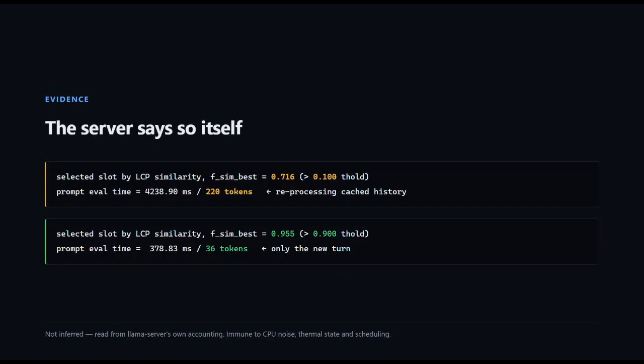This isn't inferred, the server says it. It picked a slot at 0.716 similarity, someone else's conversation, and reprocessed 220 tokens it already had cached. With the threshold raised, 0.955 and 36 tokens. Only the new turn.